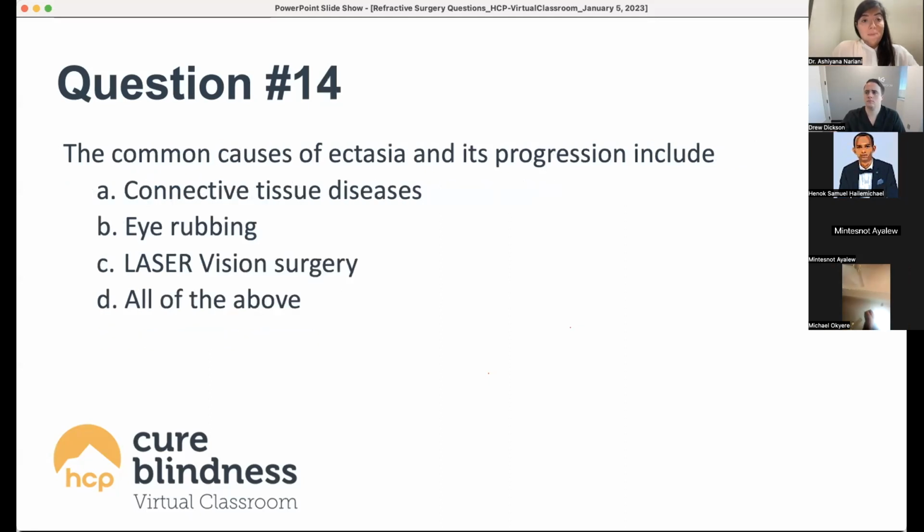Question number 14. The common causes of ectasia and its progression include A, connective tissue diseases, B, eye rubbing, C, laser vision surgery, or D, all of the above.